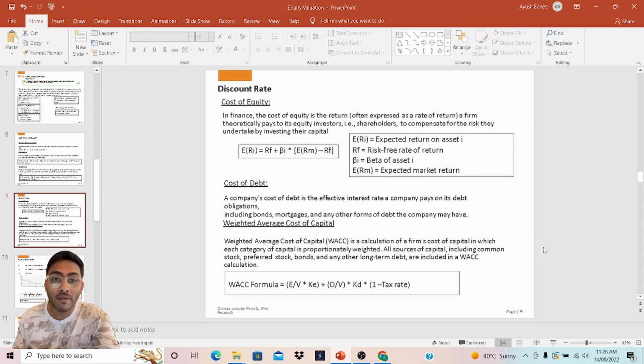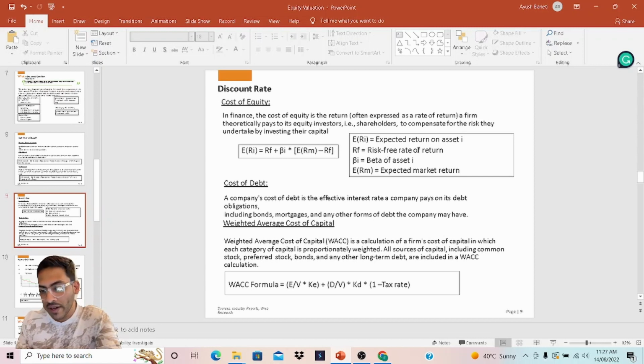But the most famous model, which is widely used by valuation analysts, is the CAPM model, the capital asset pricing model. The formula to calculate the cost of equity based on the CAPM model is the risk-free rate plus the beta multiplied by the expected market return minus the risk-free rate. Okay, let's understand the components of the CAPM model.